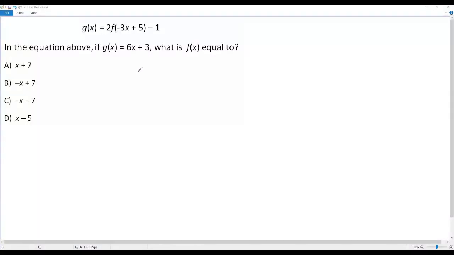Here we have a SAT math problem. Okay, let's go to the question. g of x equals 2 times f of (negative 3x plus 5), minus 1. In the equation above, if g of x equals 6x plus 3, what is f of x equal to?